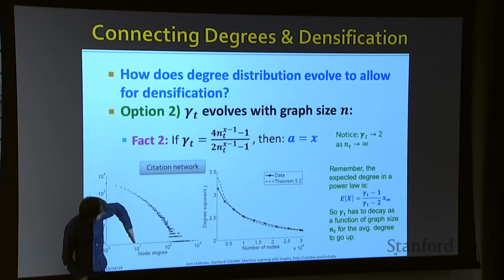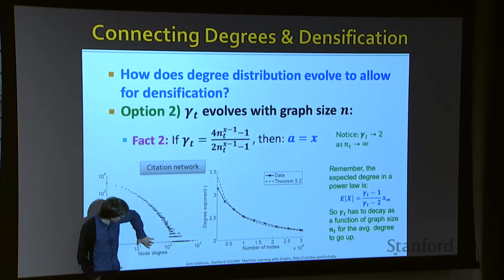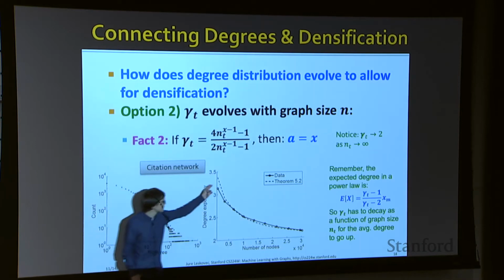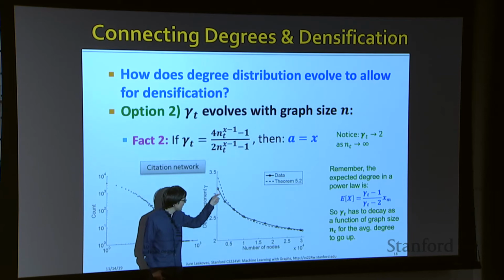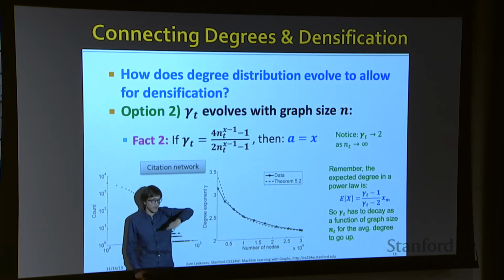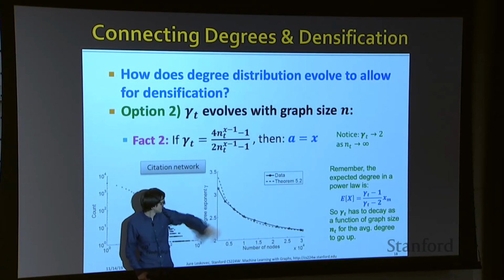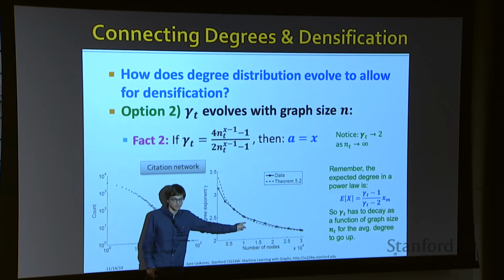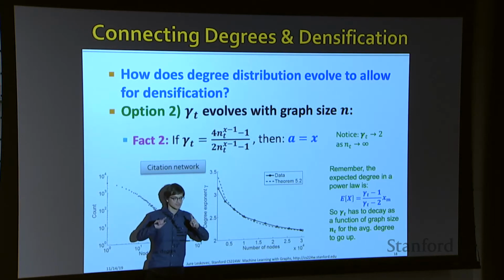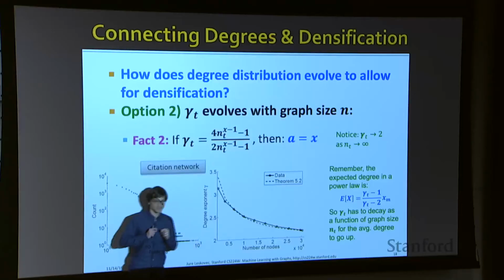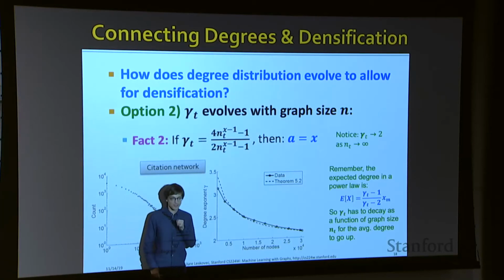So this means the distribution goes from something without too much of a fat tail to something fatter. By moving that way, it pushes more and more of the degrees towards higher degrees, and that's why it is densifying. So basically this is saying that the degree distribution is getting flatter over time. The exponent is getting smaller. Is it clear what I'm trying to show here?